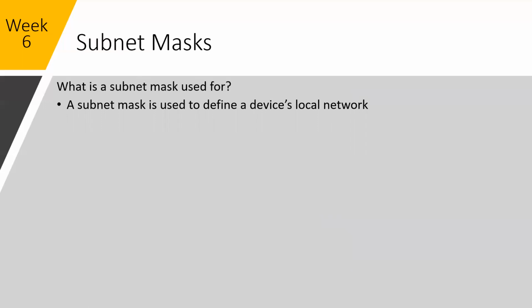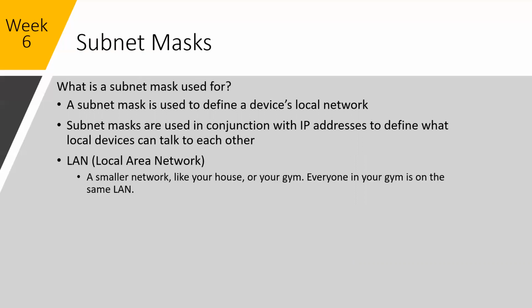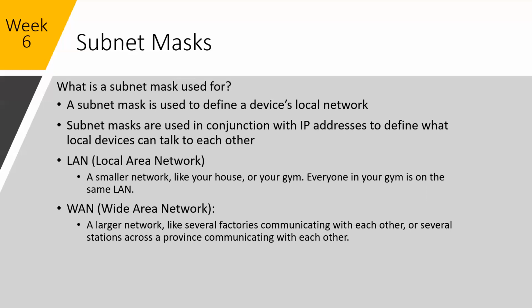So subnet masks. A subnet mask is used to define the device's local network. Subnet masks are used in conjunction with IP addresses to define what local devices can talk to each other. So you've got a local area network. These are your home networks, your gym, your office. This is your local area network. And then there's a wide area network. A larger factory will have a WAN, which is broken into different subnets.